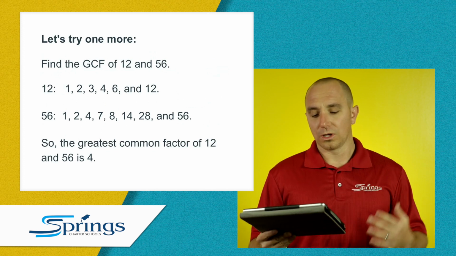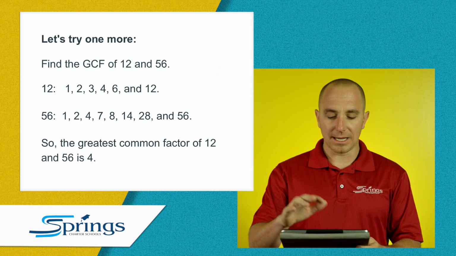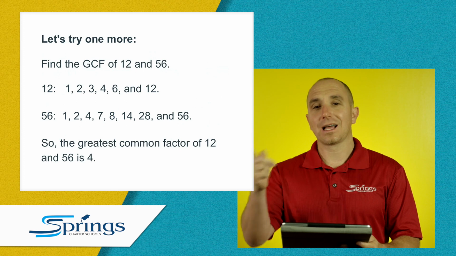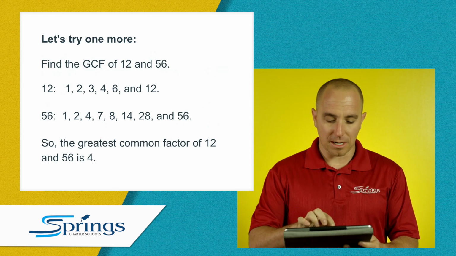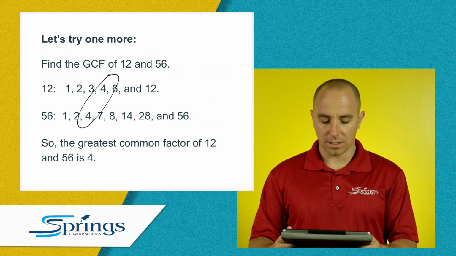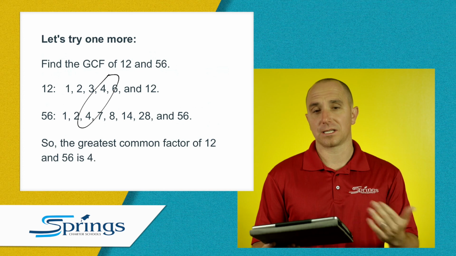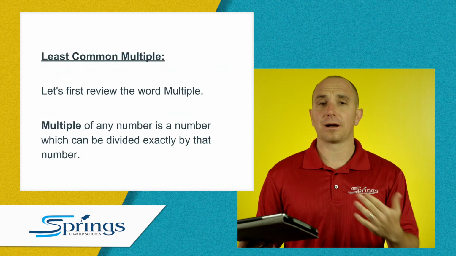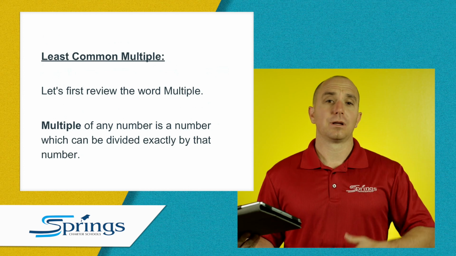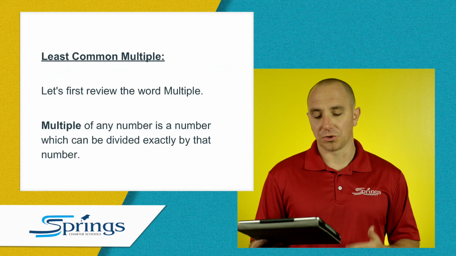So now we're looking for the greatest common factor of 12 and 56. When I'm writing them down, I like to just circle the common ones. So I can see that the greatest common factor is 4. So the greatest common factor of 12 and 56 is 4. All right, so we talked about the greatest common factor, the greatest number that's a factor they have in common. Now let's look at the least common multiple.